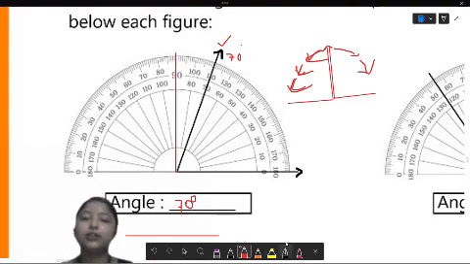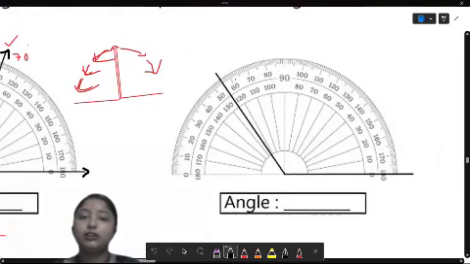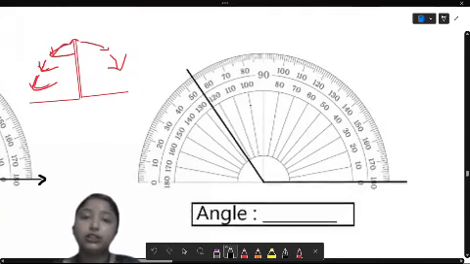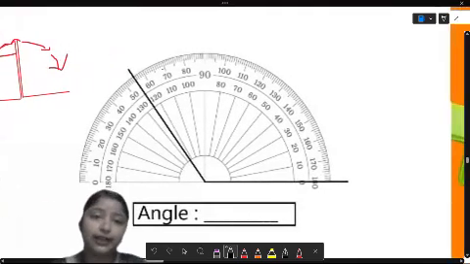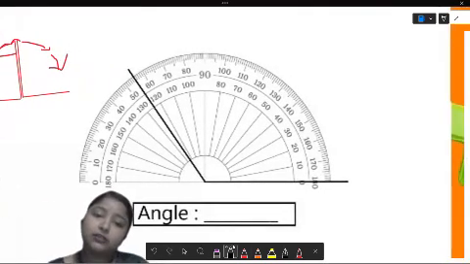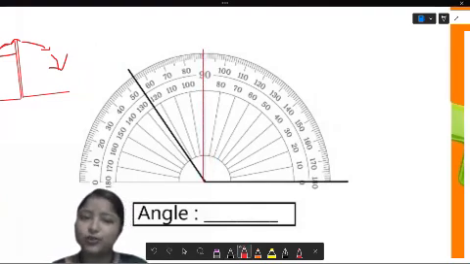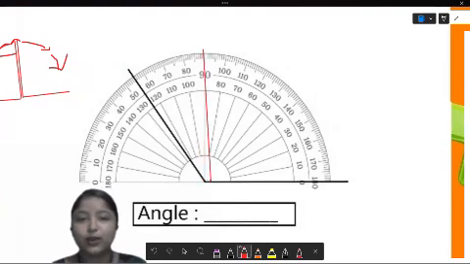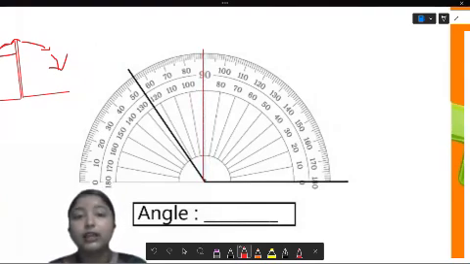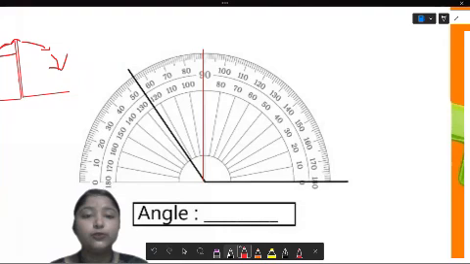Now, let's move towards the next question. That is over here, the other measurement of angle. Now, as you can see, the right angle over here is this, right? The right angle never changes though. So the right angle is this one. Now, okay, let's move to this.